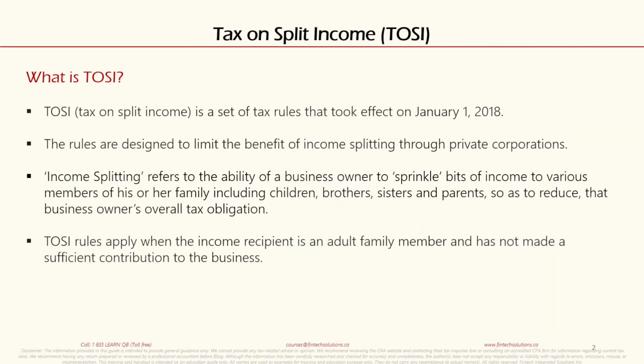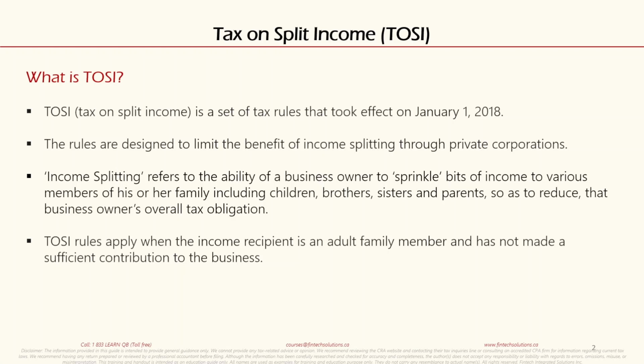All right, so what is TOSI? Tax on split income is a set of tax rules that took effect on January 1st, 2018. The rules are designed to limit the benefit of income splitting through private corporations. Income splitting refers to the ability of a business owner to sprinkle bits of income to various members of his or her family, including children, brothers, sisters, and parents, so as to reduce that business owner's overall tax obligation.